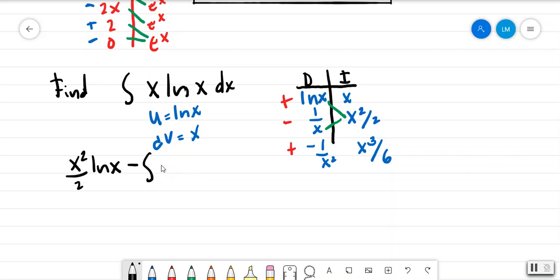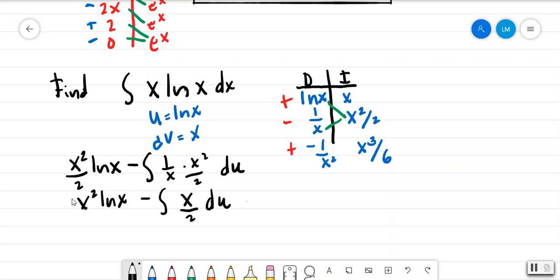So we have minus the v du, so that'll be 1 over x multiplied by x squared over 2, and that's du. Now what this does is it eliminates the x, so it's just x halves. So x squared ln of x minus the integral of x over 2 du, which of course is equal to x squared natural log of x minus 1/4 x squared. And all of this is going to be plus c.